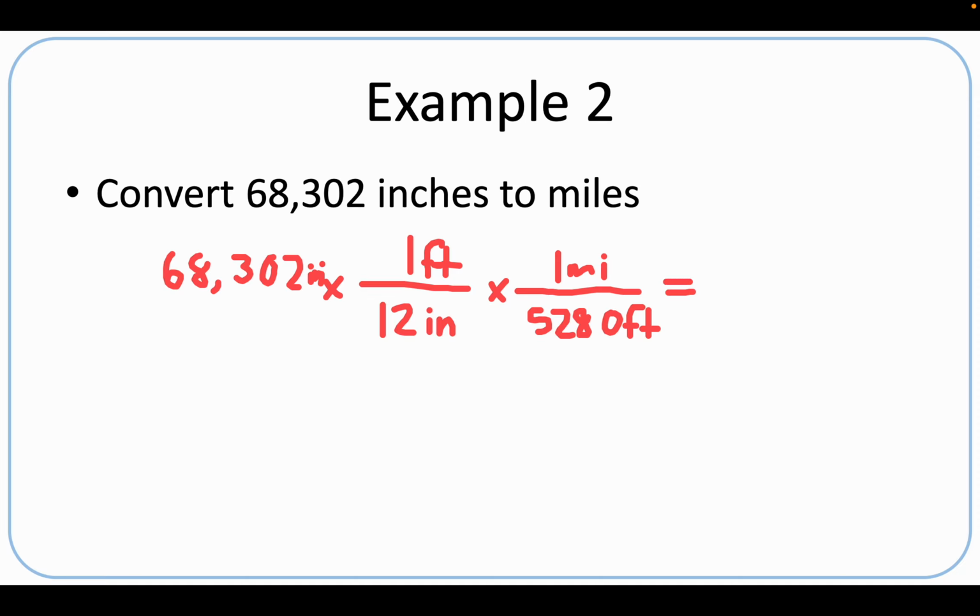Okay, so then we can see that our inches cancel out there, our feet cancel out here, and we're left with miles for our unit. So 68,302 divided by 12 divided by 5,280. Obviously use your calculator on that one. And we get 1.08 miles. And that was approximately, so I'm actually going to make that a little squiggly equals, just to round it.